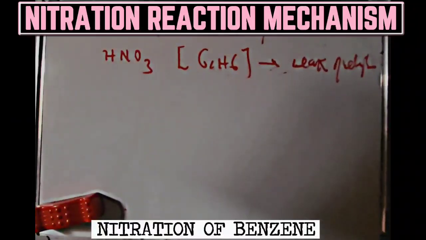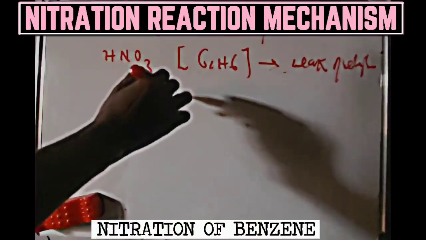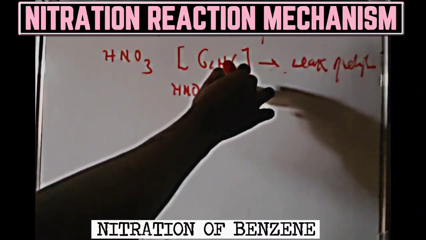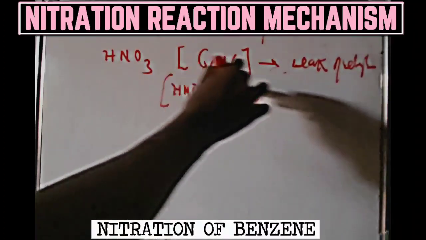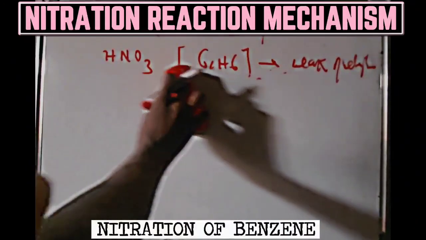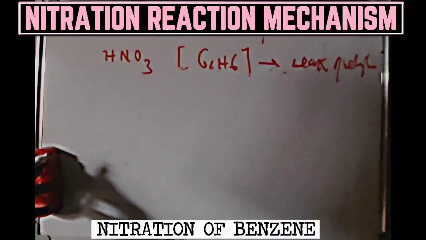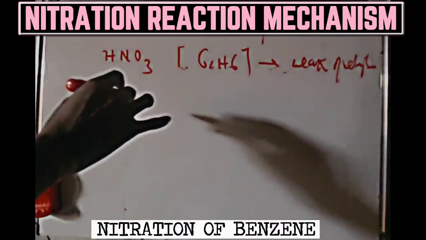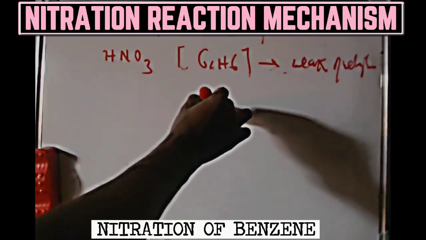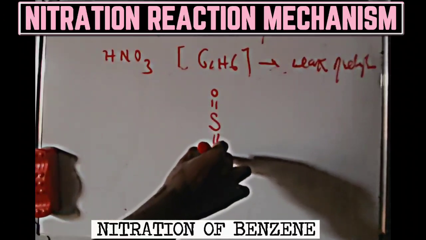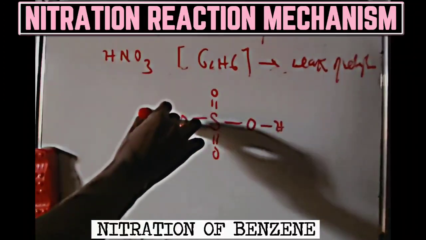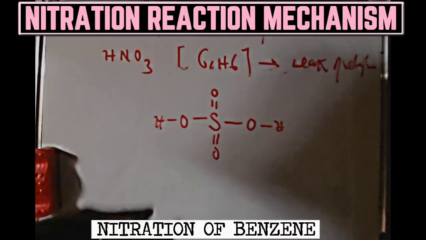So in the first stage, in the presence of sulfuric acid, if you remember, the nitration process involves the use of a concentrated mixture of nitric acid and sulfuric acid. So now, what's the first stage in the nitration of benzene? Now we're going to have the sulfuric acid. This is the sulfuric acid. Let's have the molecular structure of sulfuric acid. H2SO4. So this is how it's bonded.